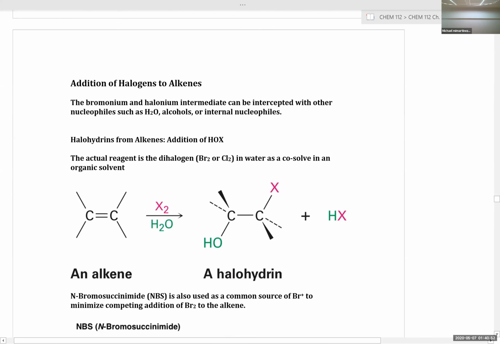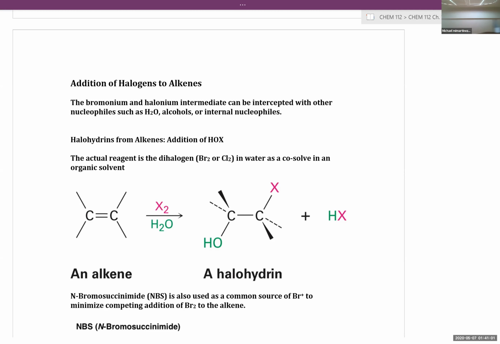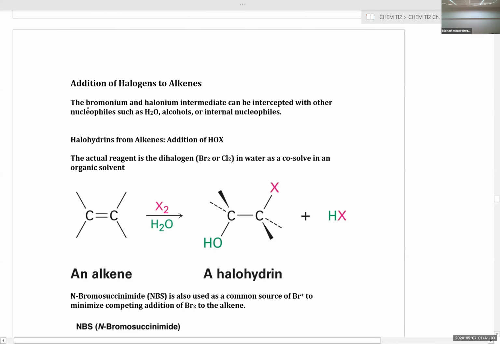Let's talk about a case where we can observe diastereomeric products. So following up on our idea of addition of halogens to alkenes, these bromonium and halonium intermediates can be intercepted with other nucleophiles, such as water, alcohol, or internal nucleophiles. And we can use this to make very interesting species. The first example of this would be making halohydrins from alkenes.